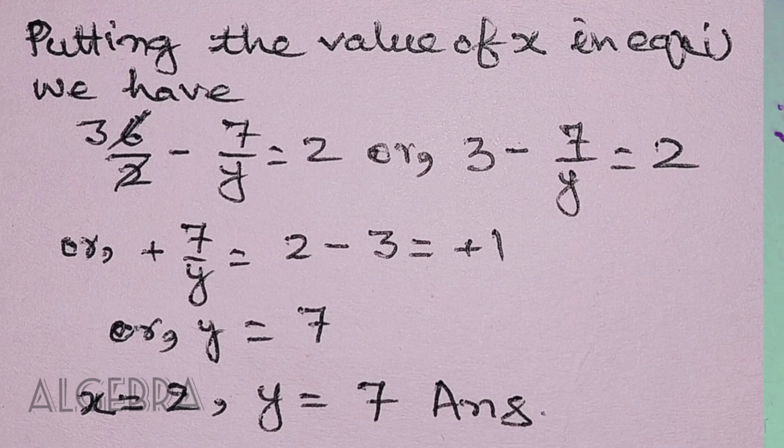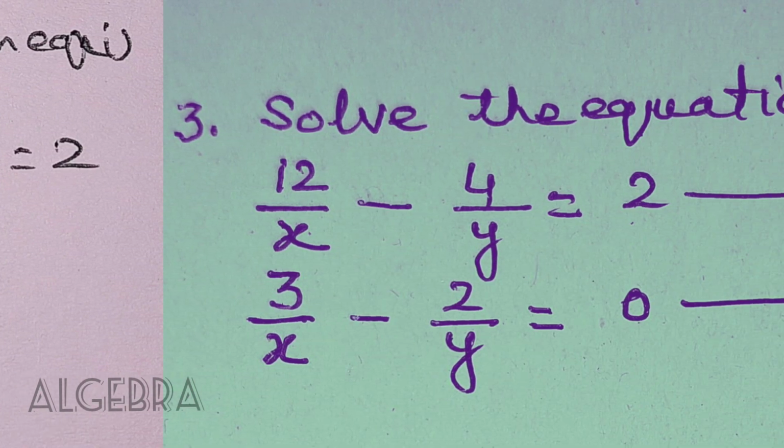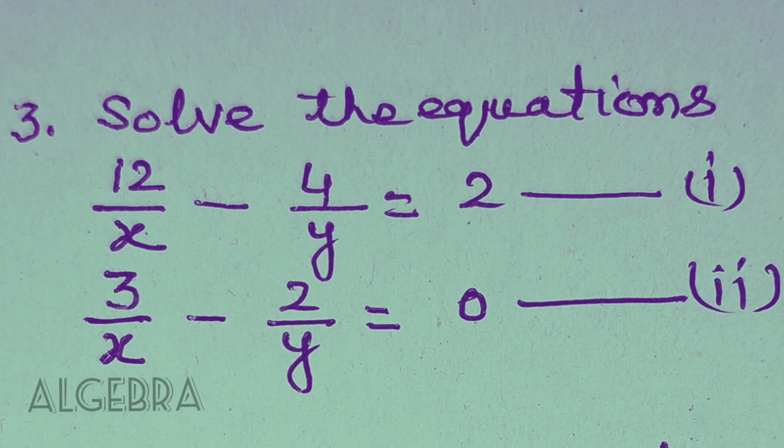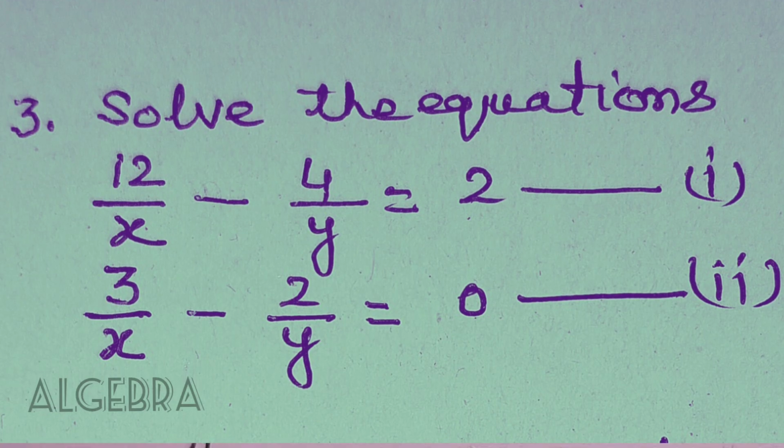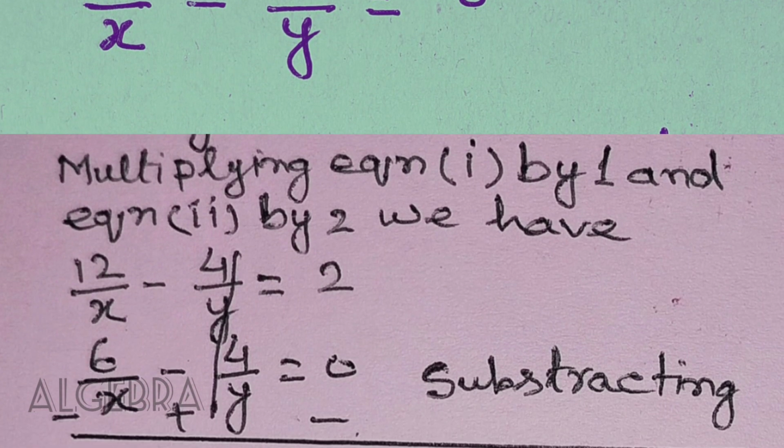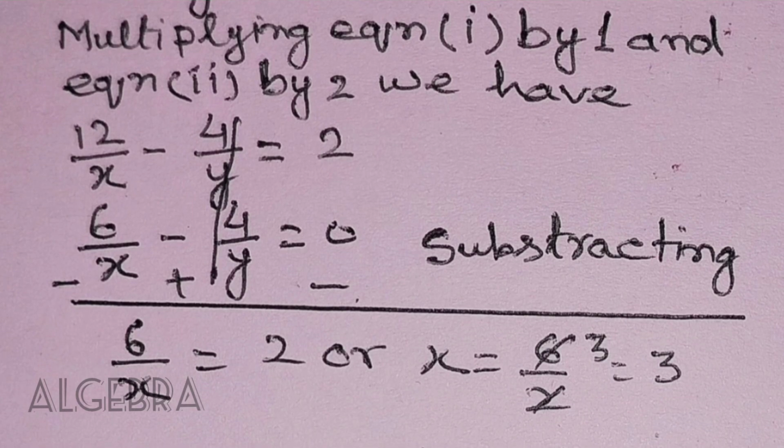Answer. 3. Solve the equations 12/x - 4/y = 2 (Equation 1), 3/x - 2/y = 0 (Equation 2). Multiplying equation 1 by 1 and equation 2 by 2, we have 12/x - 4/y = 2 and 6/x - 4/y = 0. Subtracting, 6/x = 2, or x = 6/2 = 3.